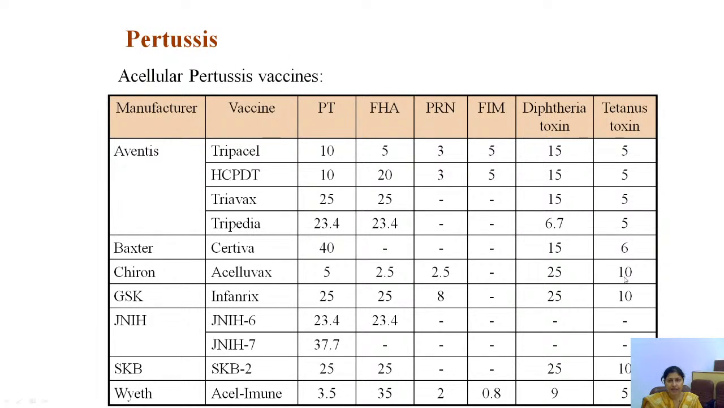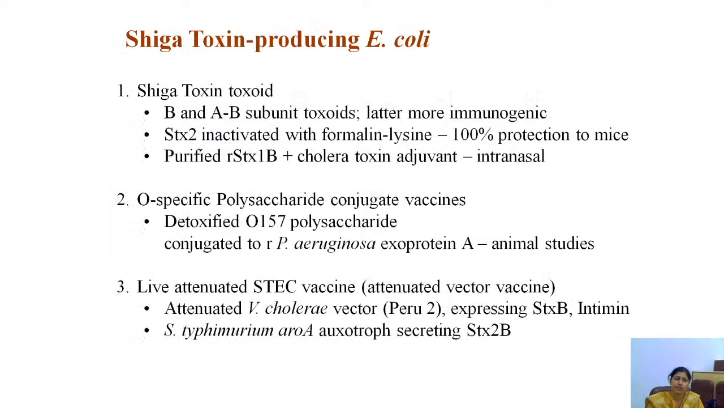These are the various targets for pertussis: PT, FHA, FIM and so on. These components can be taken from the pertussis and combined with diphtheria and tetanus to prepare various acellular pertussis vaccines.